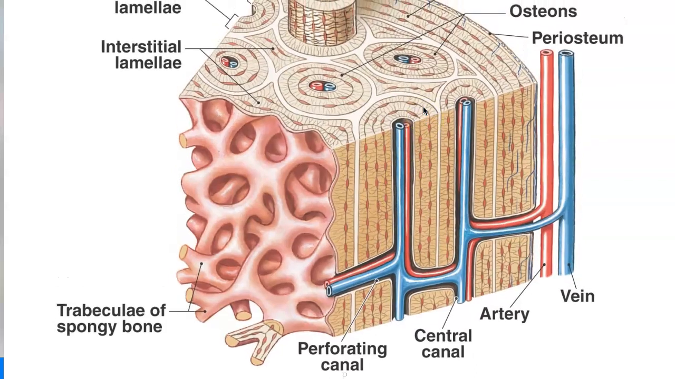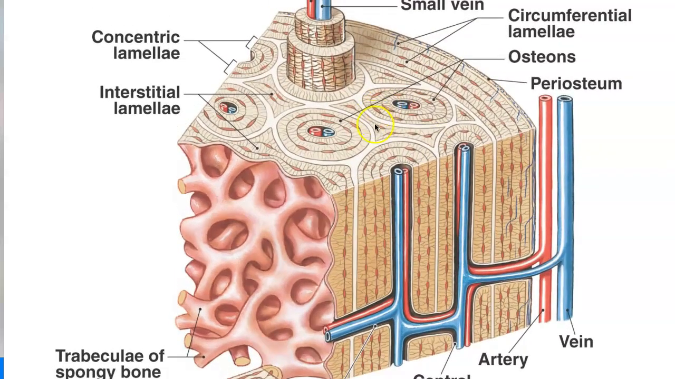So remember, osteons are only found in compact bone. You have 3 types of lamellae. Circumferential lamellae. It's making a circumference going around the entire bone. Within the osteons, you have concentric lamellae. In between the osteons, you have interstitial lamellae. The blood source for the osteons comes from the central canal. The blood source of the central canals are coming from these perforating or Volkmann's canals. So hopefully that makes sense.